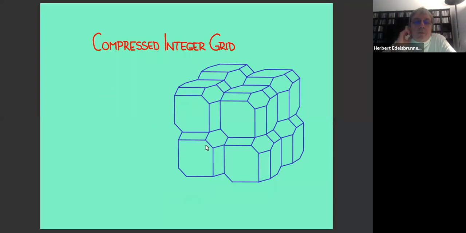So here is, in the 3-dimensional case, the compressed integer grid. So this here is when I had two planes of points and I've pushed it a little bit together. So instead of cubes, I get these hexagonal truncated octahedra as Voronoi cells.